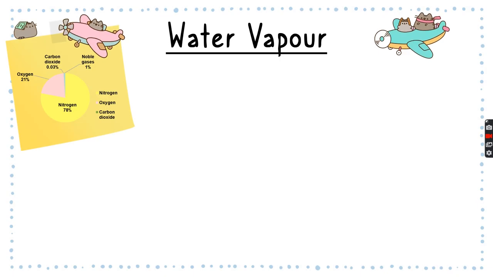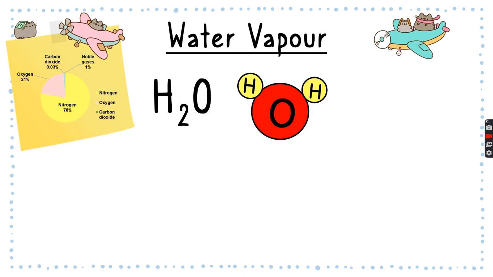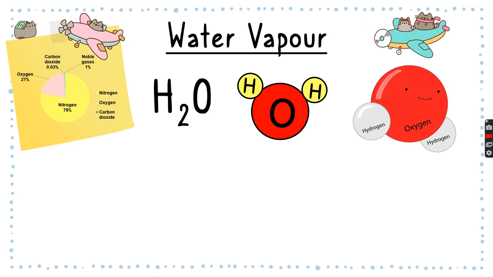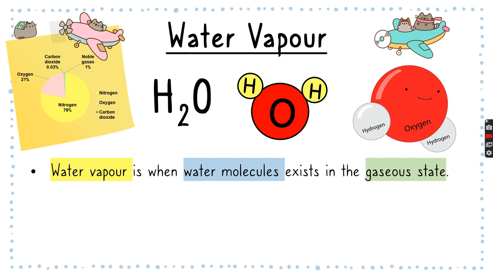Water vapor is actually found in our air, but we don't have it in this pie chart because water vapor varies a lot. Water vapor is basically H2O, which is our water. Actually, it's atoms, not molecules. It is made up of two atoms of hydrogen and one atom of oxygen, and that makes one molecule of water. Sorry about that.